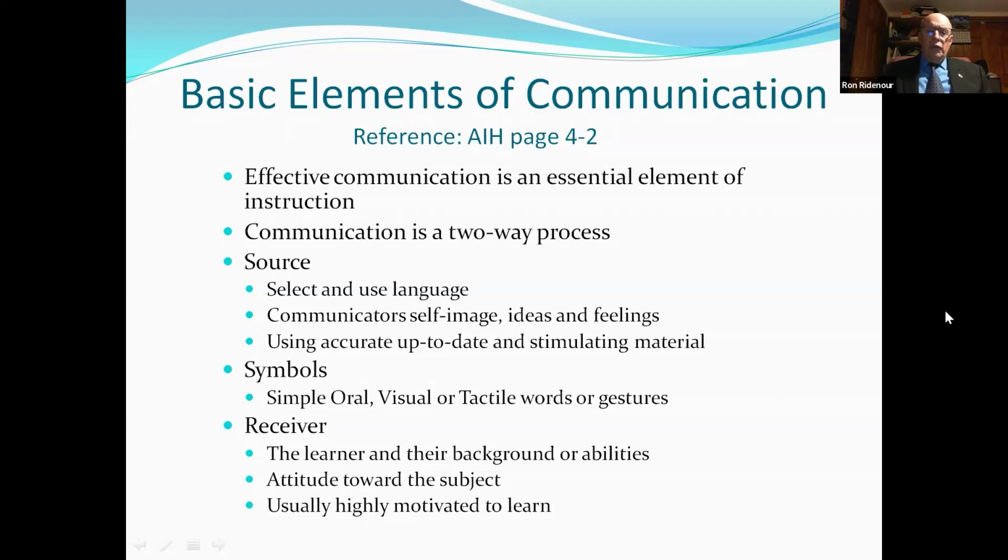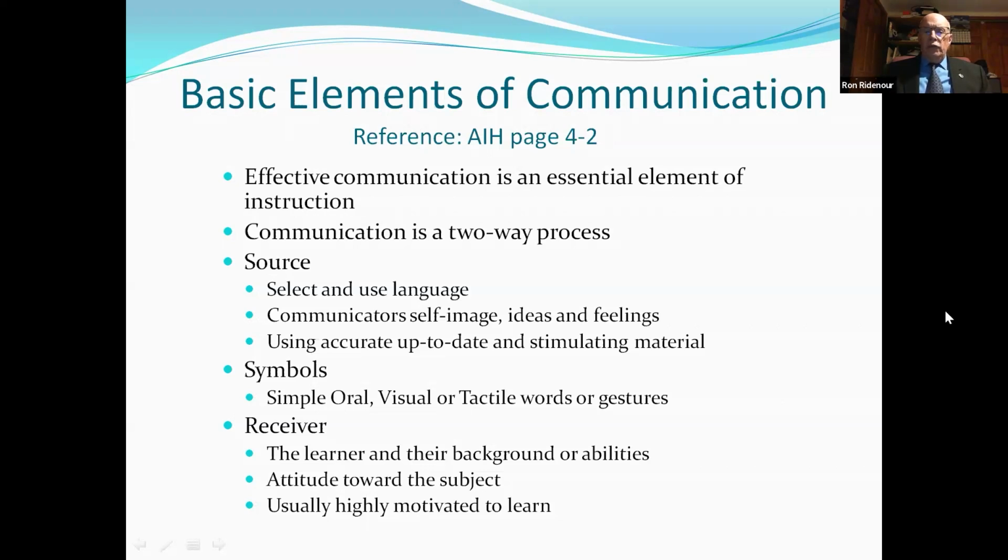And then in general, the receiver is the learner. They have different backgrounds and abilities. Some people are pilots coming to you and they're trying to get an additional rating. Some people are 14-year-old kids, who really don't have any background, or some may have background in aviation, but many of them may not have any background in aviation. So you have different kinds of learners.